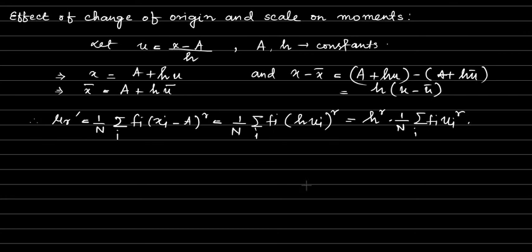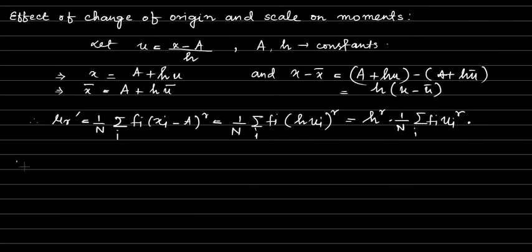So this is how a and h affect the moments. That means we can say that if you find this mu r dash, then h to the power r will be multiplied with 1 by n summation over i fi into ui to the power r.